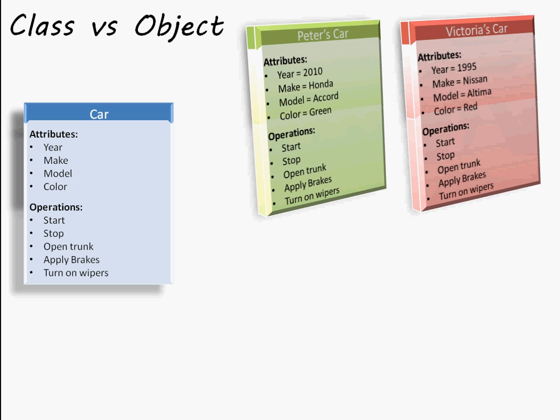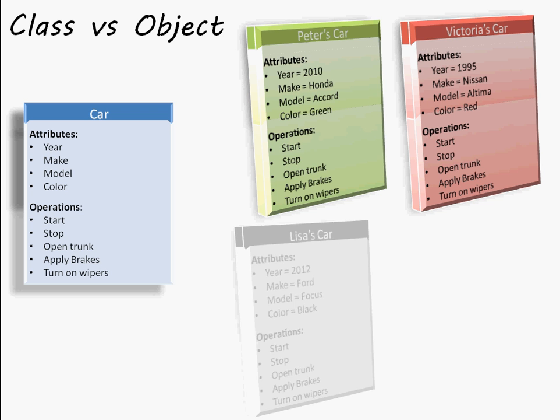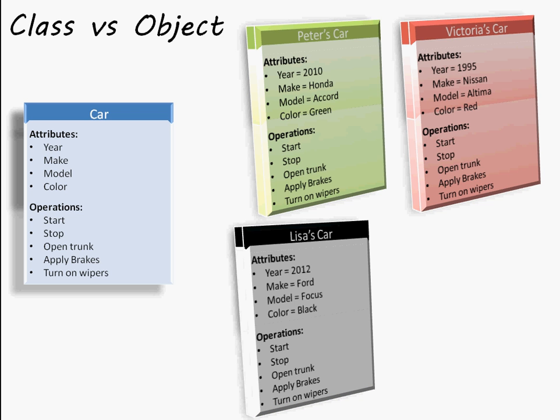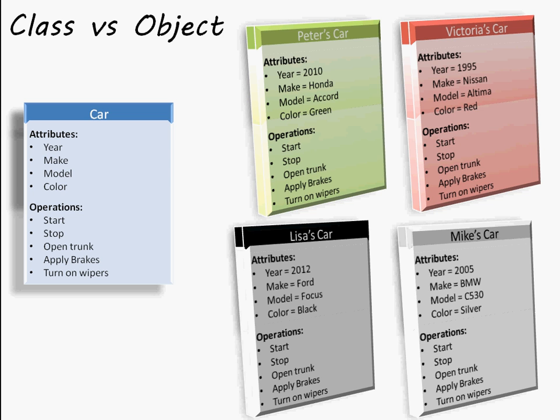And Victoria's car is another object of this class car, which is a 1995 Nissan Altima, which is red color. Likewise, another object called Lisa's car, another object called Mike's car, and so on. You can create as many objects as you want from the same template or same blueprint called class car. So all these objects belong to the class called car. In other words, these are the instances of the class called car.